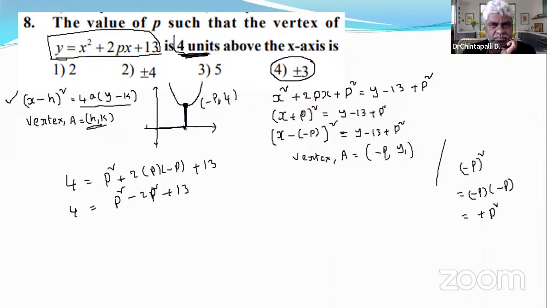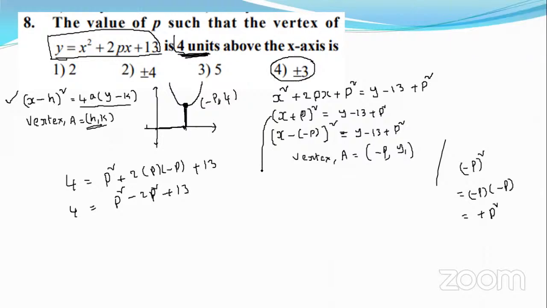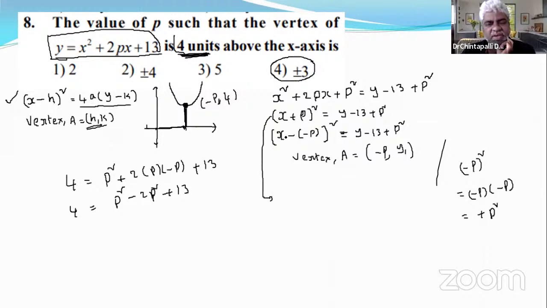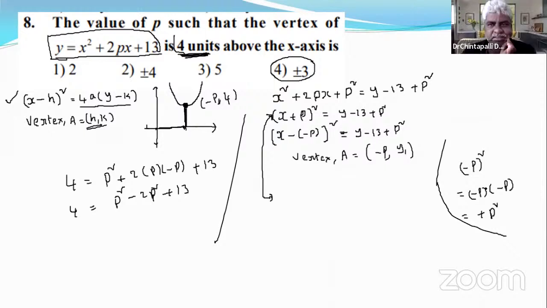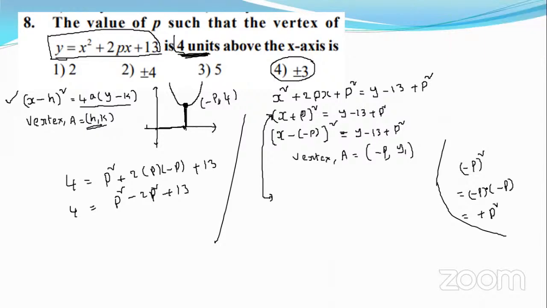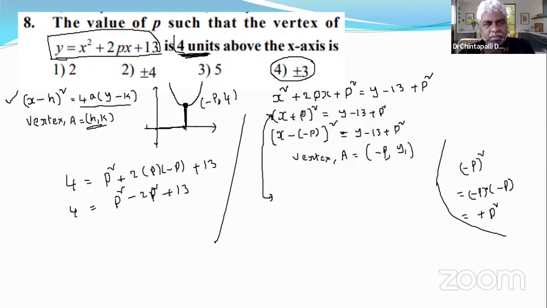Option 4. And the easy way is just using this equation. If you use this equation, you can find it very easily. Do it again by using this equation. This also can be used. That means plug in negative p comma 4 in it. Negative p, x means negative p.